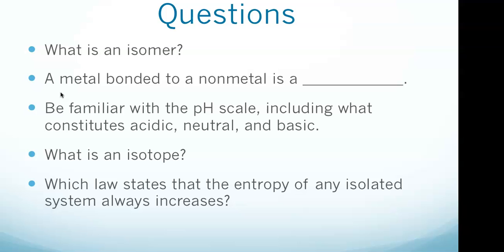Okay, so we have 5 questions here, and these questions will show up again at the end of the video, at which point it's a good idea to try to answer them for yourself. What is an isomer? A metal bonded to a nonmetal, what is that? The pH scale and what makes up acidic, neutral, and basic pH numbers. What's an isotope? And which law states that entropy of any isolated system always increases? So it's basically the laws of thermodynamics. You need to be familiar with all 4.